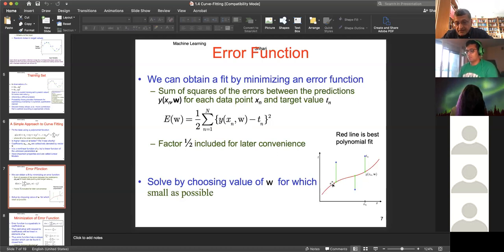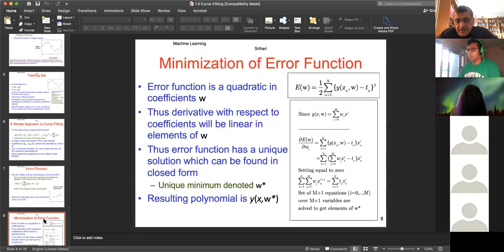And the red line is the best polynomial fit. If you're talking about a polynomial fit, we're only showing 3 points here, and we ask, what is a good polynomial fit for some degree polynomial? It's some kind of fit that is obtained from that W. Okay. So let's now look at minimizing the error function. We say that the error function is a quadratic in coefficients W, because we are going to be taking the square of this vector W.